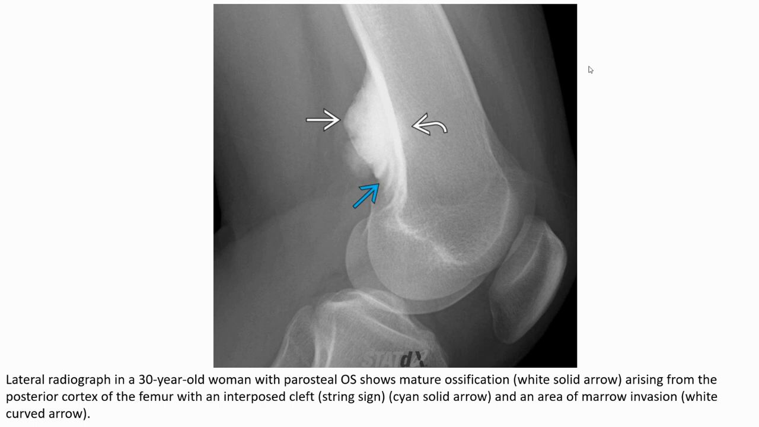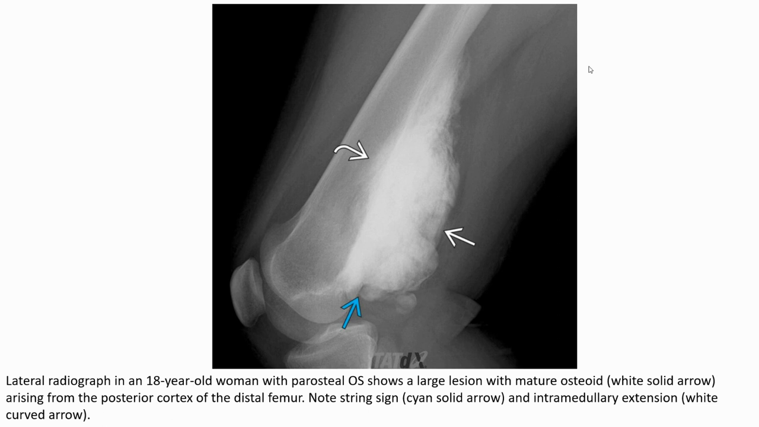This lateral radiograph of a 30-year-old woman with parosteal osteosarcoma shows mature ossification, visceral arrow, arising from the posterior cortex of the femur with an anterior cleft. The solid arrow indicates it, and the area of marrow invasion is indicated by the curved arrow.